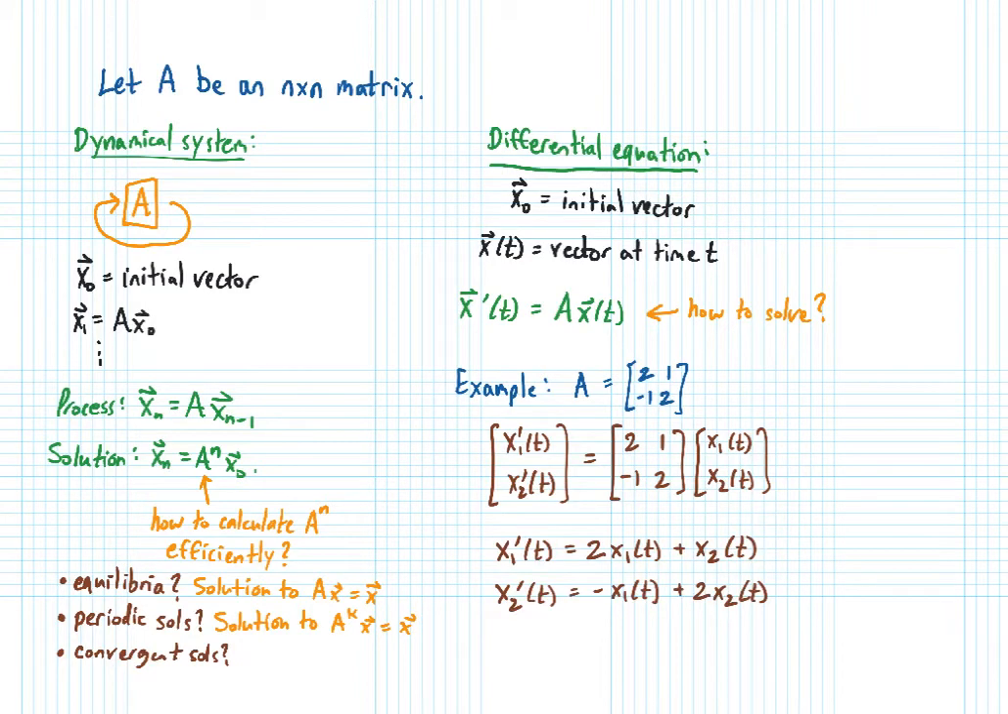And so what you end up with is a system of two differential equations. There's one equation for x1 prime and another equation for x2 prime. But what you can see is that there's interaction between the two. x1 prime depends on both x1 and x2, and so does x2 prime. So this is what's called a system of linear differential equations. And whenever you have a system like this, you can repackage it as a differential equation involving a matrix.